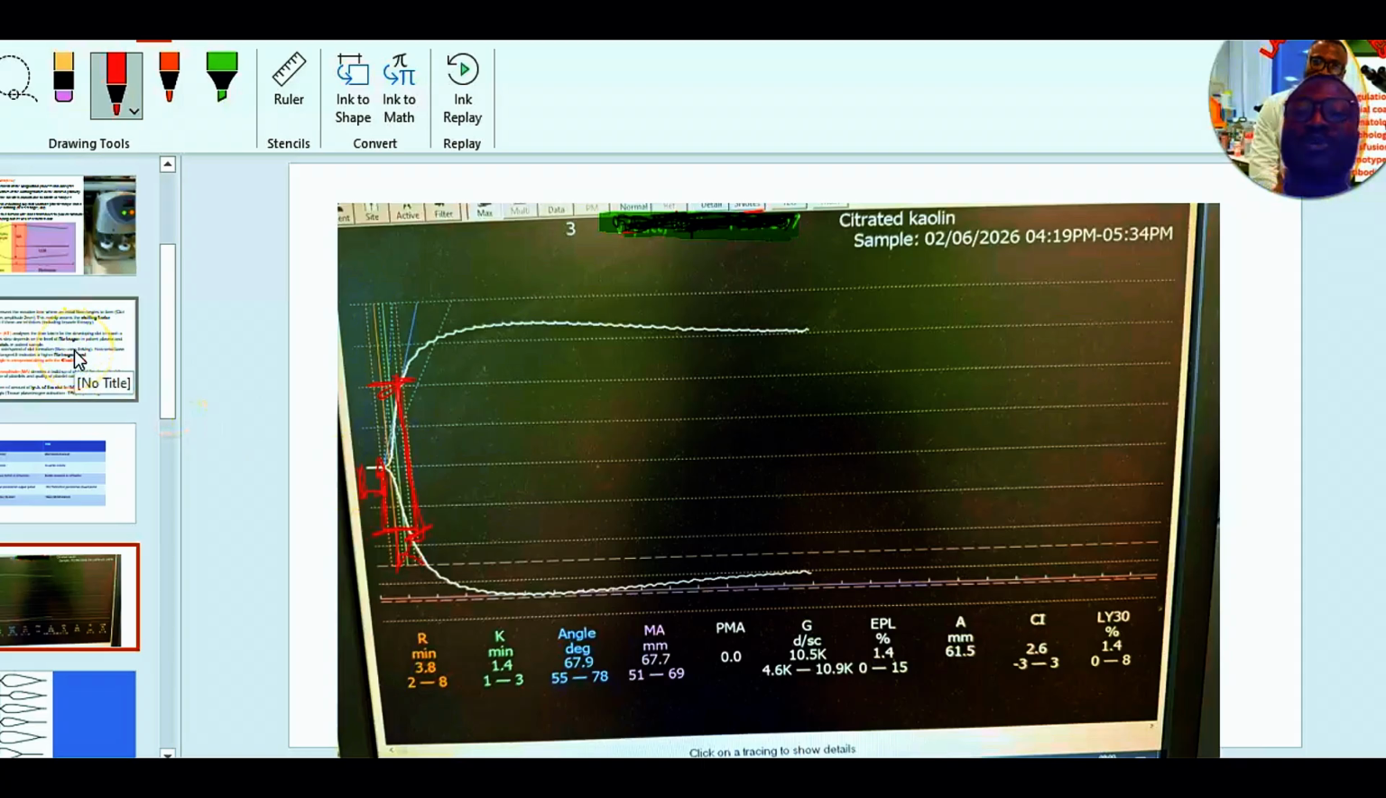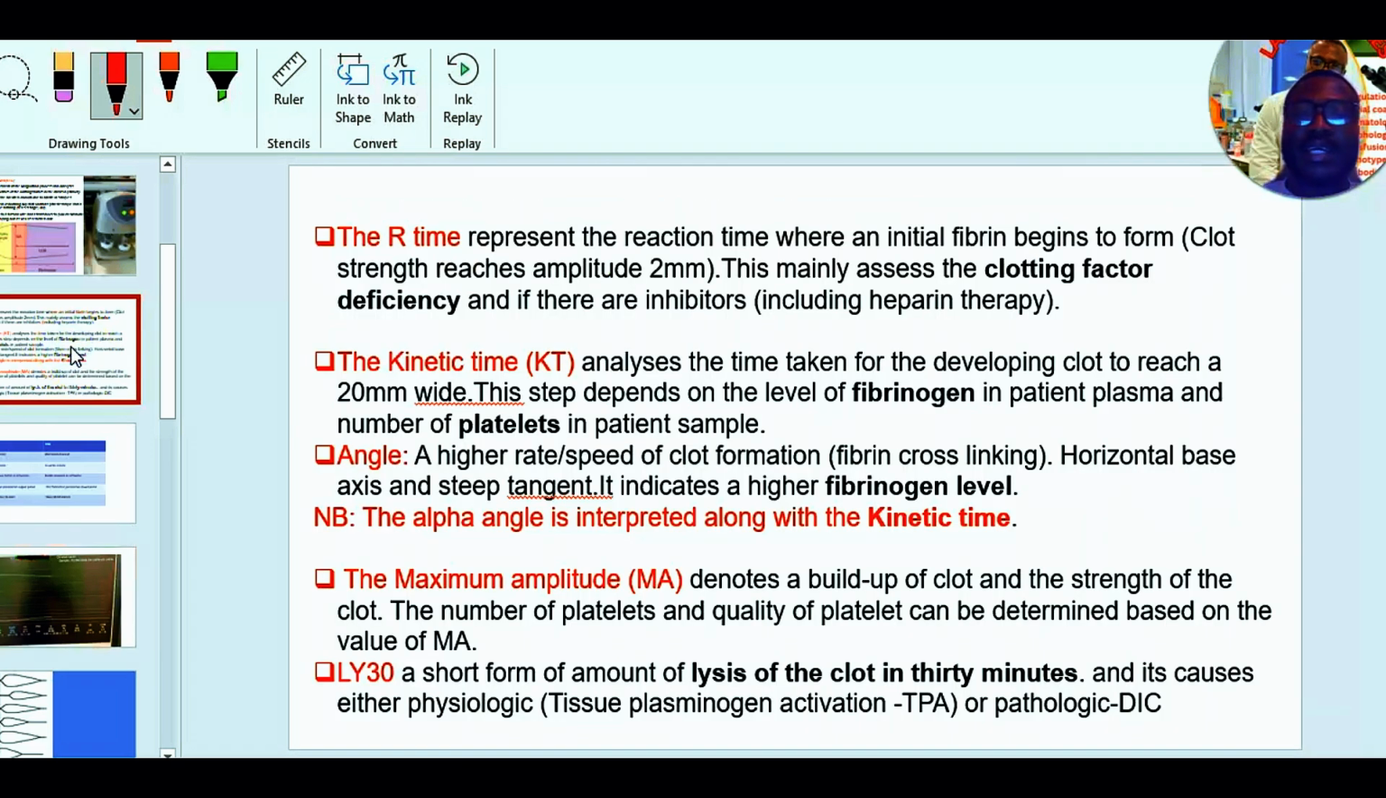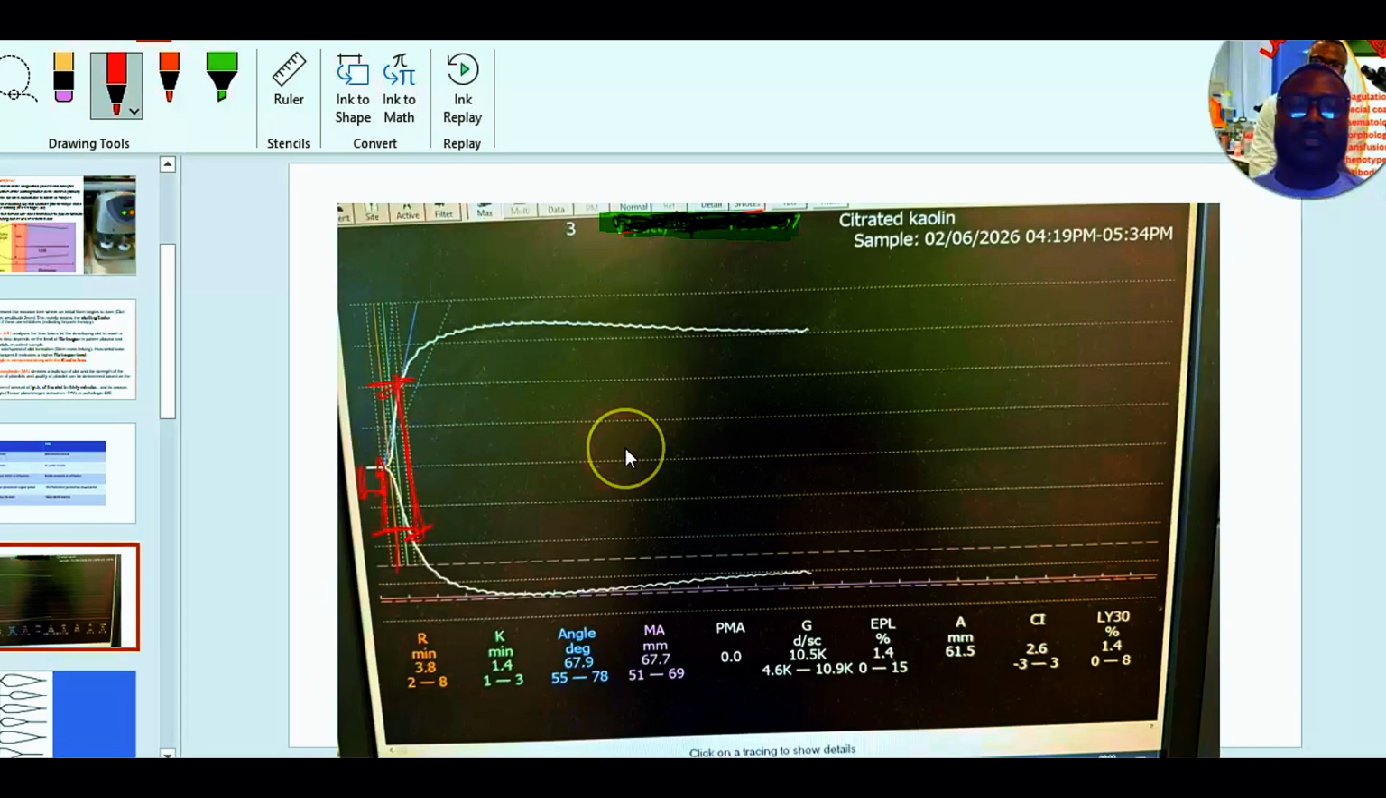Because we are even looking at a mass at a width of 20 millimeters, what's going to add up to make the 20 millimeters? We need platelets in there, and we need fibrinogen. So if you explain this, it will give you an idea of the fibrinogen of the patient and the platelets in the patient's whole blood. So that's what we are talking about.